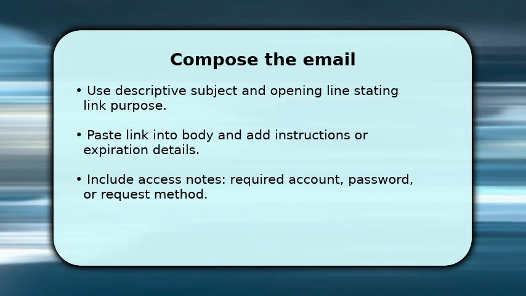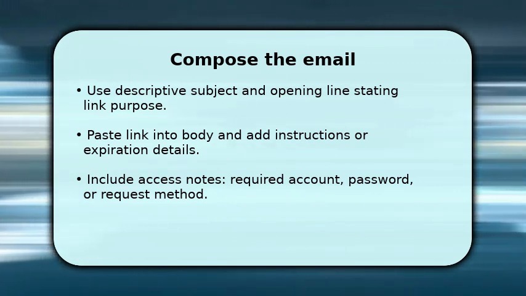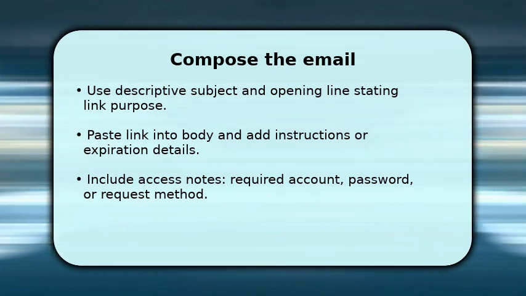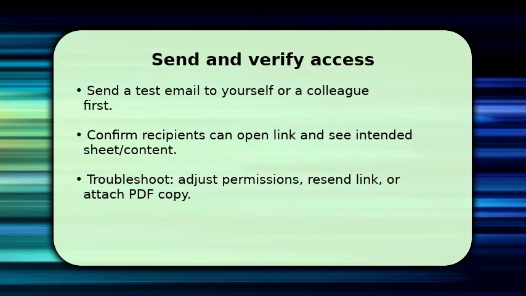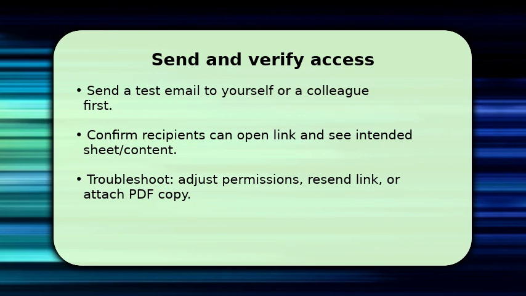Once done, add recipients and optionally BCC managers. Double-check permissions before hitting send to avoid access errors. Finish by sending and verifying access so the link actually works. You should test it by sending the same email to yourself or a colleague. Then open the link in an incognito window to confirm public access behaves as expected.